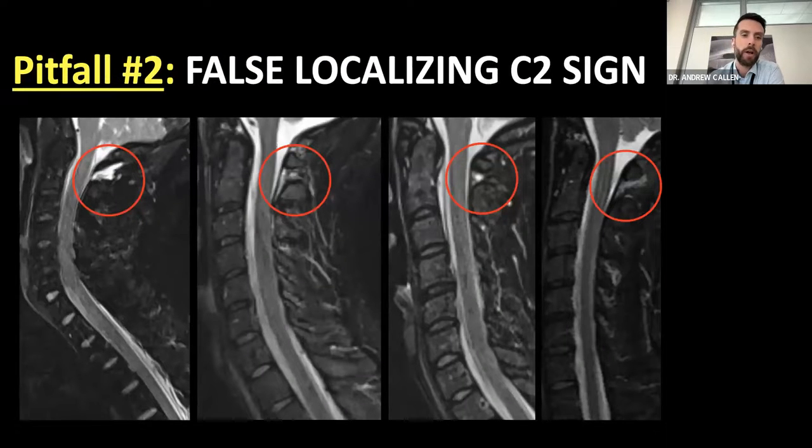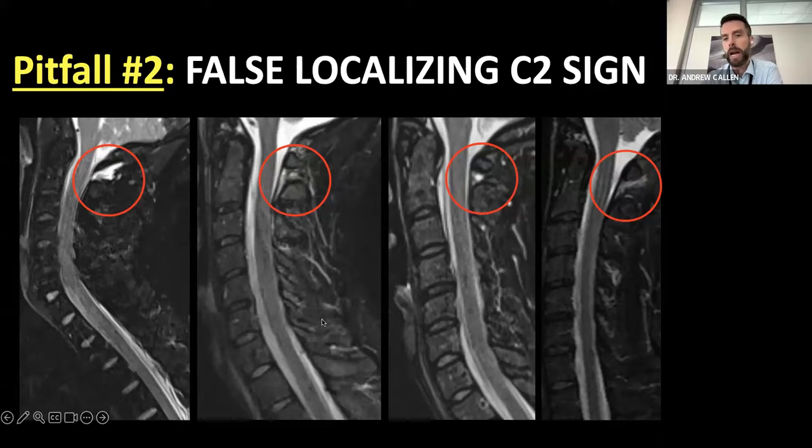There's also this concept of a false localizing sign. The epidural space is a potential space confined by the dura and then the spinal canal posteriorly. At the C2 level posteriorly, this space opens up. And if all four of these patients have spinal epidural fluid collections, and that fluid is tracking up the epidural space and then leaking out posteriorly at C2, their leak is not at C2.